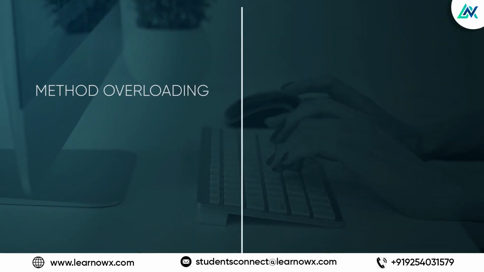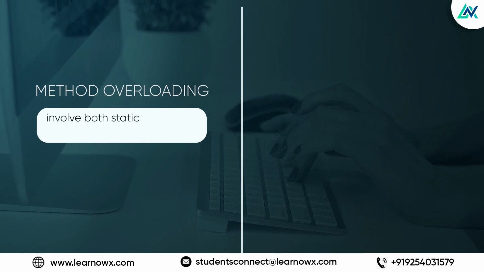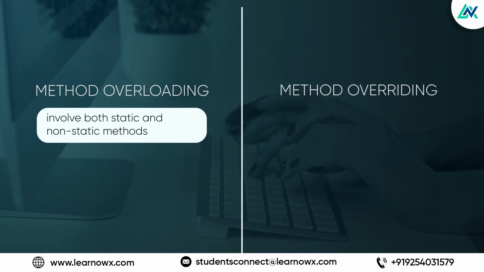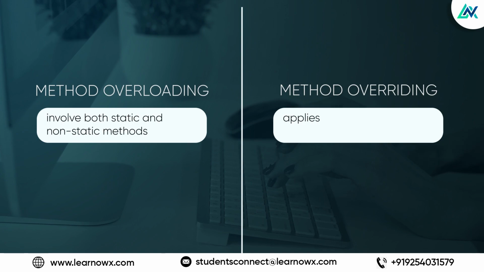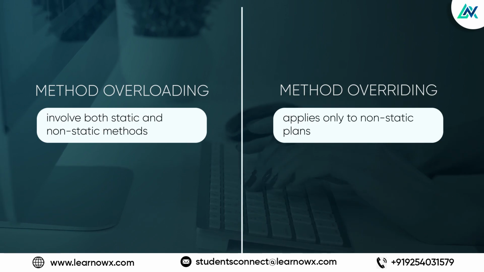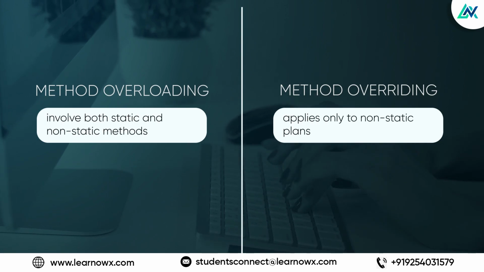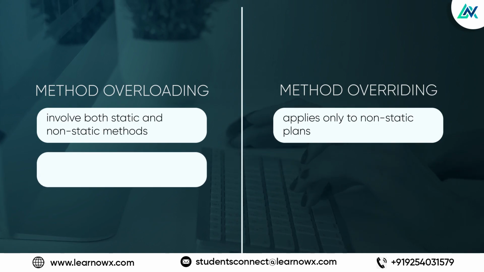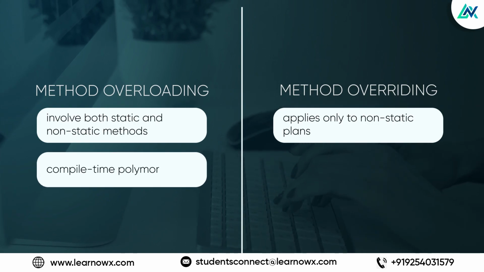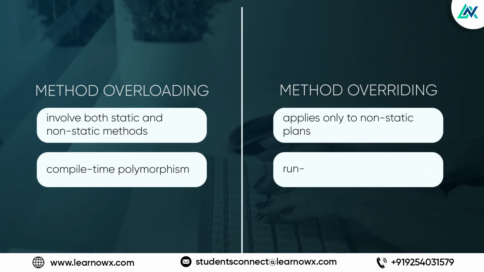Method overloading can involve both static and non-static methods. Method overriding, on the other hand, applies only to non-static methods, as static methods cannot be overridden. Method overloading is an example of compile-time polymorphism. On the other hand, method overriding is an example of runtime polymorphism.